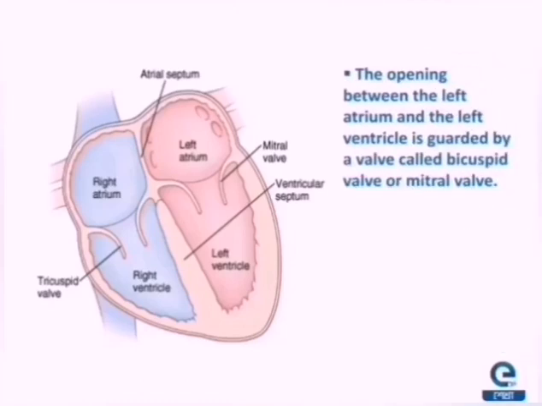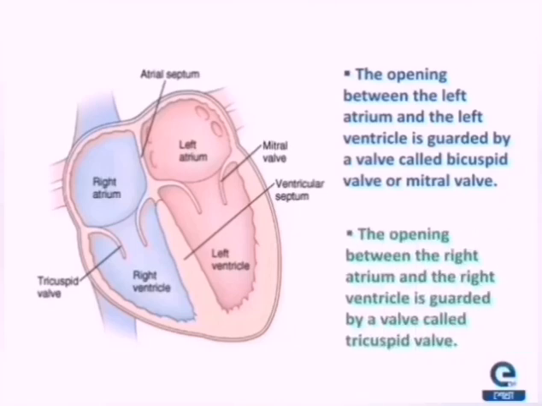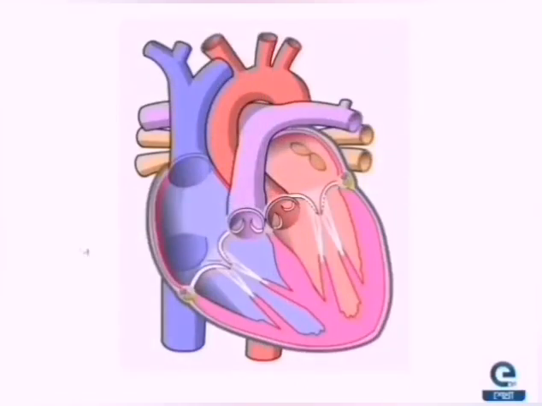The opening between the left atrium and the left ventricle is guarded by a valve called bicuspid or mitral valve. The opening between the right atrium and the right ventricle is guarded by a valve called tricuspid valve. Now moving to our next slide, in this picture we can see tricuspid valve is situated between the right atrium and right ventricle. Bicuspid or mitral valve is situated between the left atrium and left ventricle.